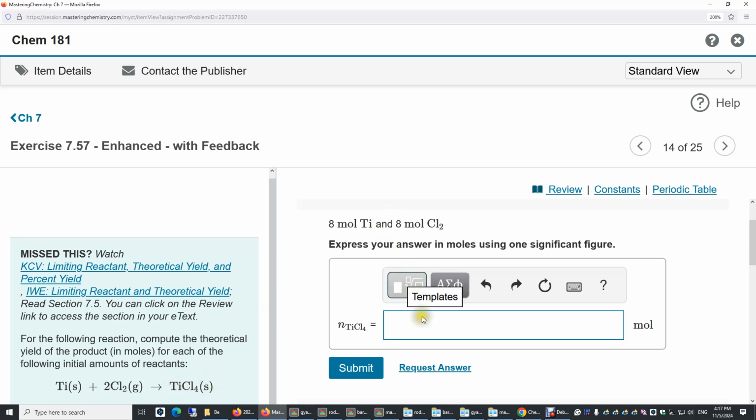Now we compare 8 and 4. Which is smaller? 4 is smaller. This is the theoretical yield.